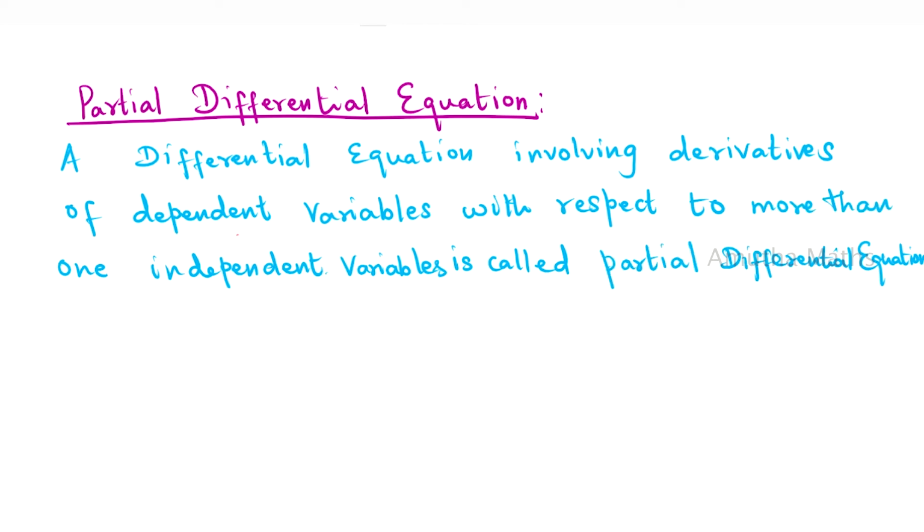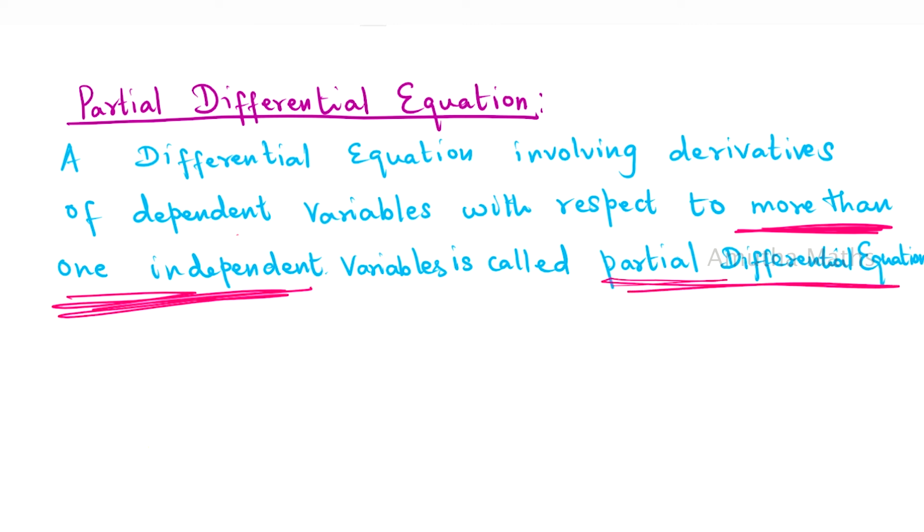The next one is partial differential equation. A differential equation involving derivatives of dependent variables with respect to more than one independent variable is called a partial differential equation. Here in the ordinary differential equation you should have only one independent variable. Here, more than one independent variable. Now we shall see the examples.